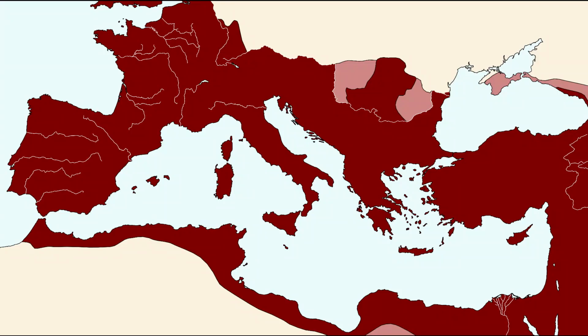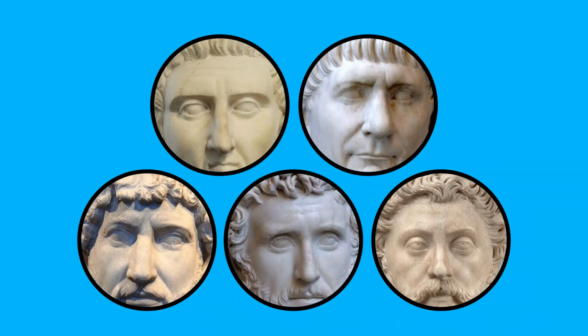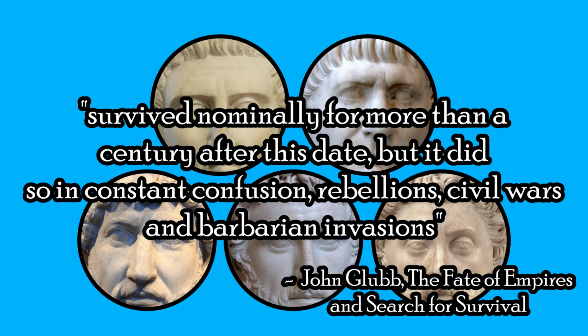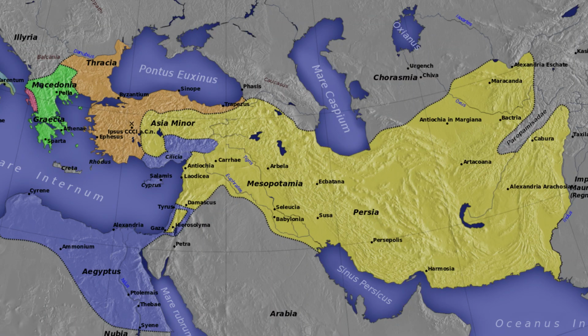Skip ahead for a second. We see that Glubb ends the Roman Empire in 180, stating that the empire after the 5 emperors survived normally for more than a century at this date, but it did so in constant confusion, rebellions, civil wars, and barbarian invasions. His end date of 100 BC is also odd. This matches with the decline of the Seleucids, but ignores the Ptolemaic kingdom, which maintained an important role in Mediterranean affairs for 70 years after this date.